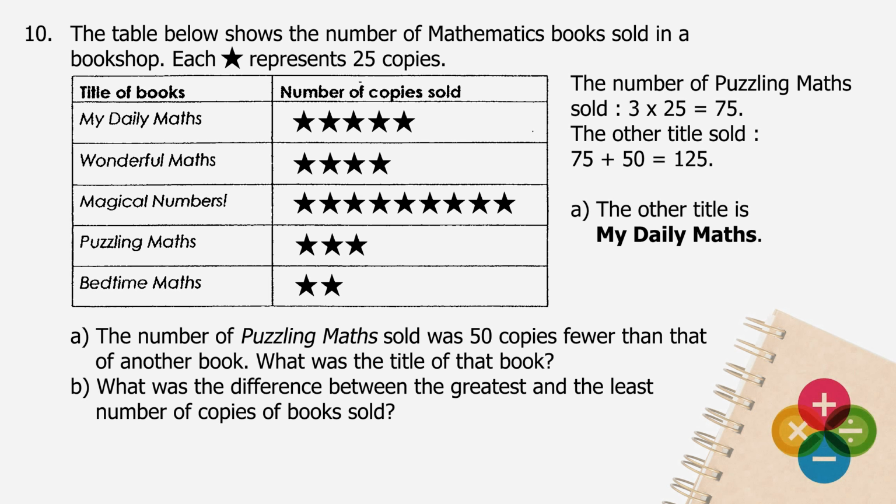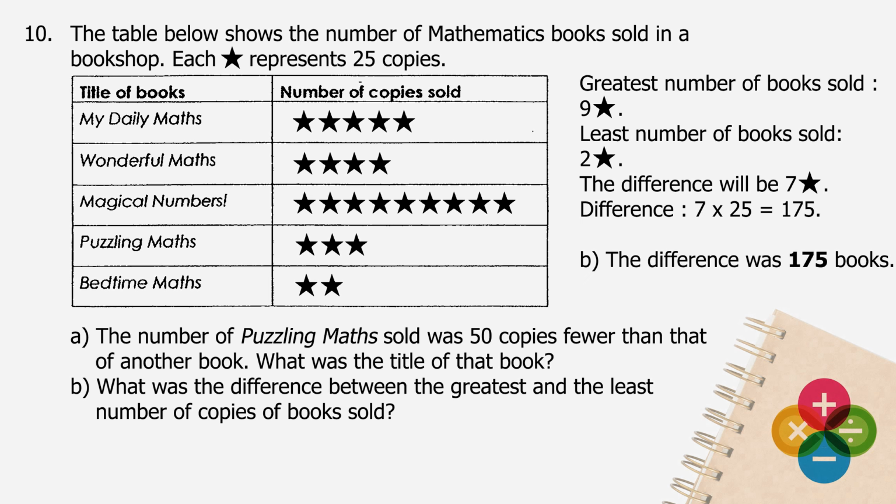The number of Puzzling Maths sold will be, multiply 3 by 25, and the product is 75. The number of copies sold for the other title will be, add 75 to 50, and the sum is 125. A. The other title is My Daily Maths.